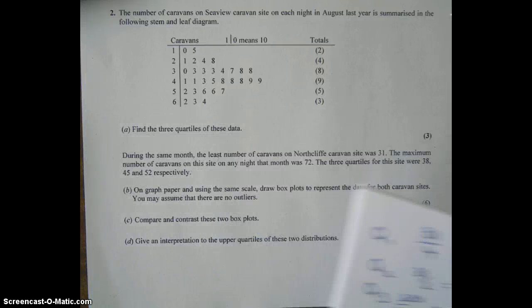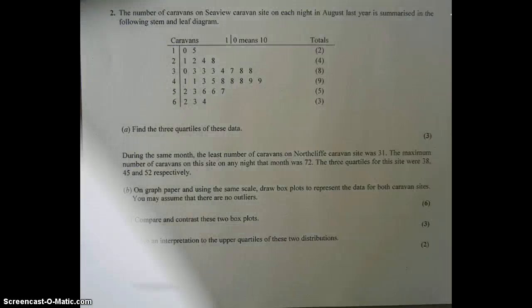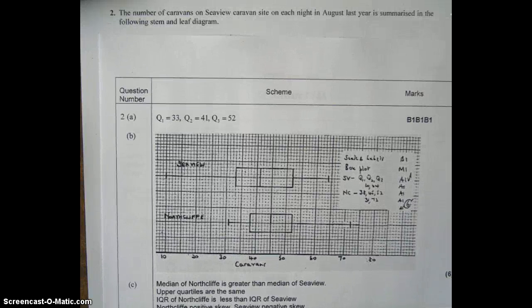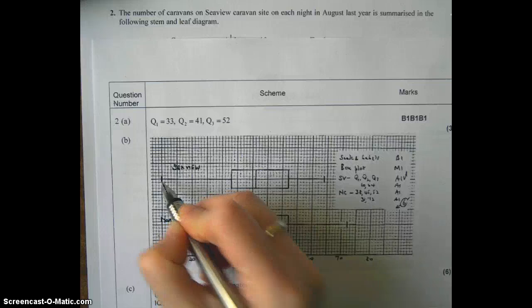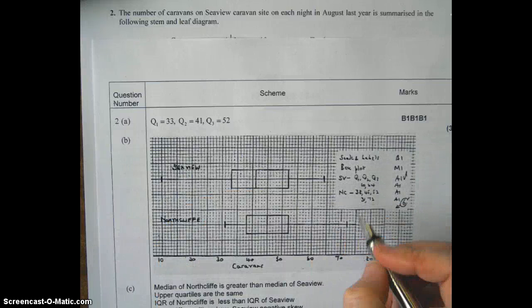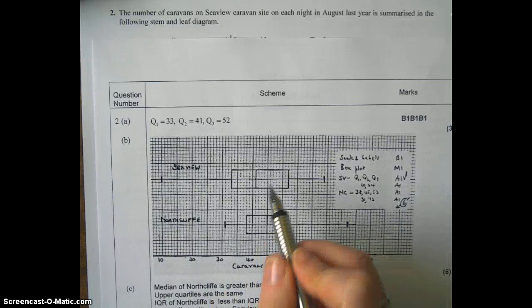Part B tells you some information about another caravan site, and then it asks you to, using the same scale, draw the box plots. These are what the box plots should look like for this one. This one's starting down there at 10, going up to 64, it looks like, 72 down to 31, and then you can hopefully see your 2 boxes.